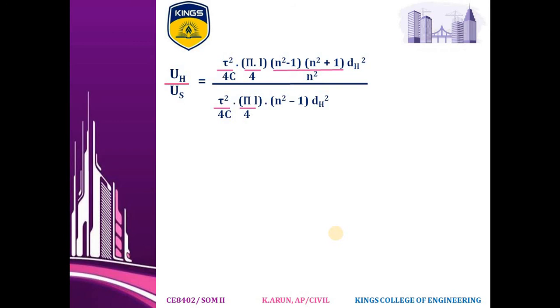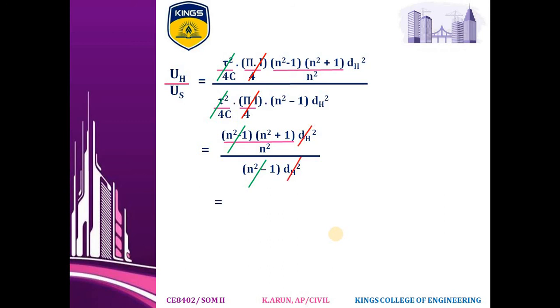So now I am going to simplify this. I am going to strike out the common terms here. So tau square by 4C is common in both the cases. Similarly, pi by 4 into L is common. Okay, so I am writing the balance terms. n square minus 1 into n square plus 1 into dH square divided by n square, divided by n square minus 1 multiplied by dH square. So here also we have some common terms. n square minus 1 is common in both the cases. So I am cancelling it, and then dH square is also common. So the balance terms are n square plus 1 divided by n square.